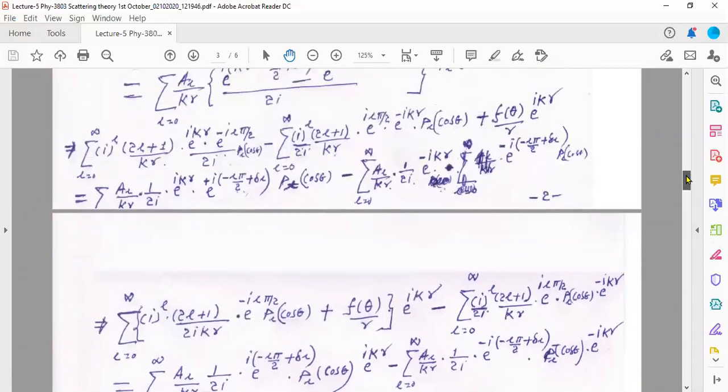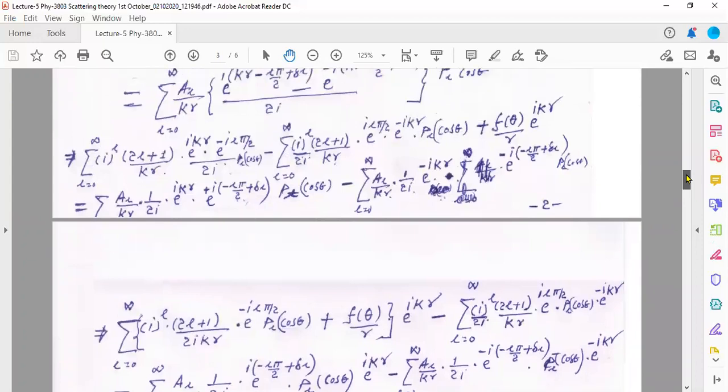Now we write down the coefficient of e to the power of minus ikr term. So this is the coefficient of e to the power of minus ikr term.